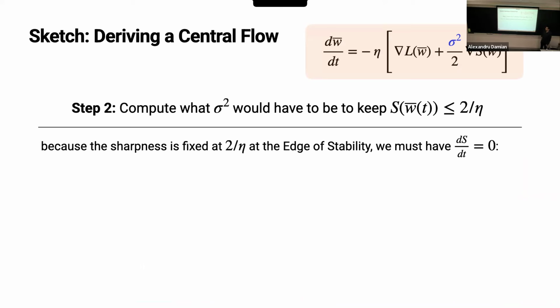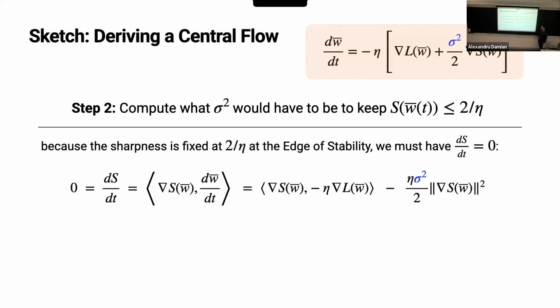So we can start using the chain rule. We're now in continuous time, not in discrete time, and continuous time gives us a lot of tools. So first, if the sharpness is exactly 2 over eta, then the derivative of the sharpness with respect to time has to be 0. But we can expand this using the chain rule. So using the chain rule, the derivative of the sharpness with respect to time is the gradient of the sharpness times dw/dt. And we have a formula for dw/dt that we've posited at the top in terms of our unknown sigma squared. So we can plug it in.